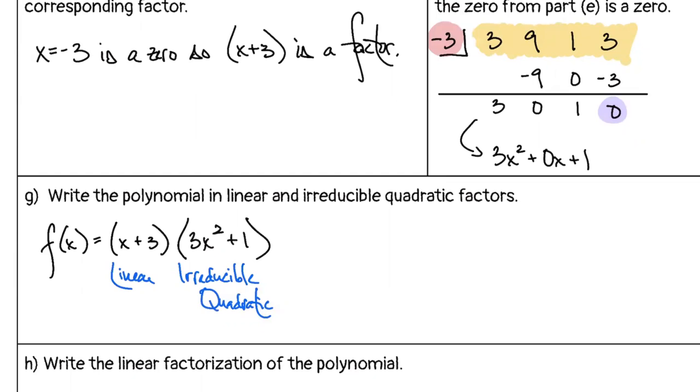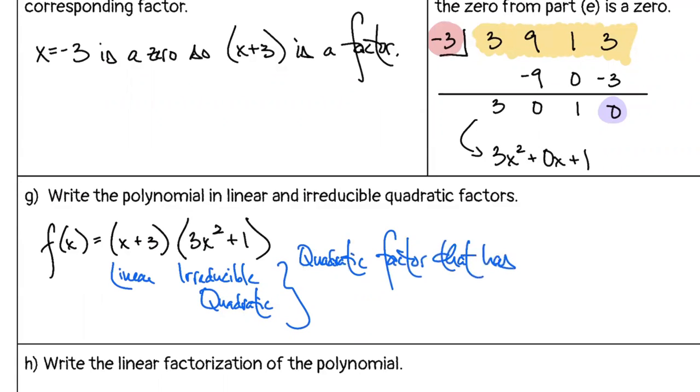All right. What does it mean to be an irreducible quadratic factor? Let's define that. It is a quadratic factor that has imaginary solutions. Okay, so when we say irreducible, we mean that there's no real answer for it, but there are imaginary answers.